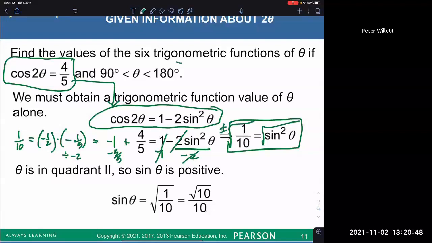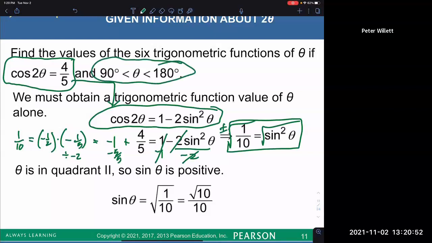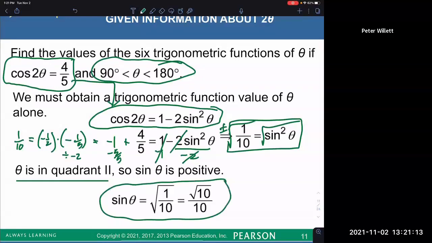But then they gave us this information about theta. When theta is between 90 and 180, well, then we know from that range of values that it's in quadrant 2. So theta is in quadrant 2. And that means that sine of theta has to be positive. So when we take the plus or minus square root, we can ignore the minus and just take the positive square root. And that's how they conclude. So doing that, they were able to get sine of theta.